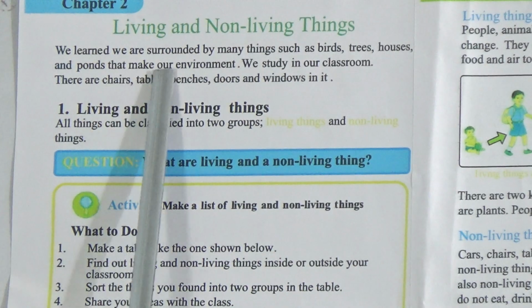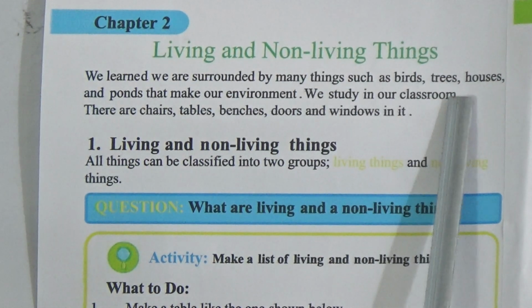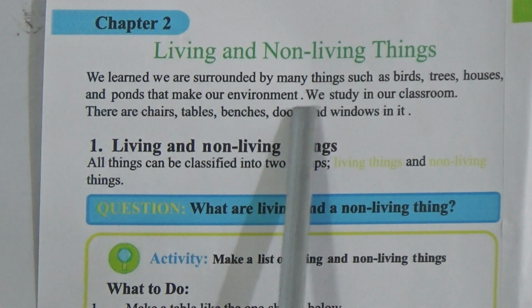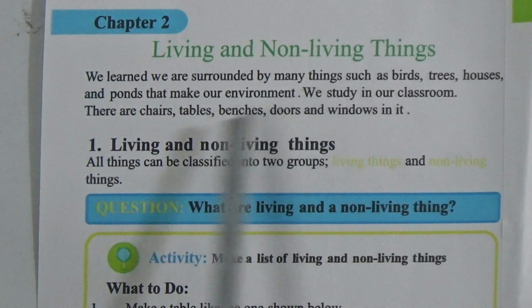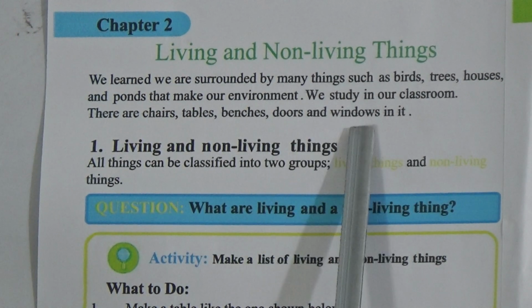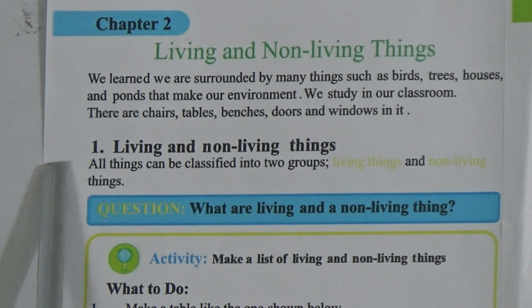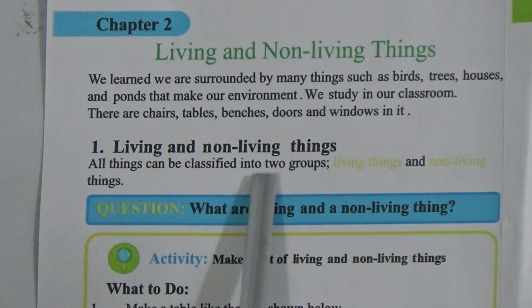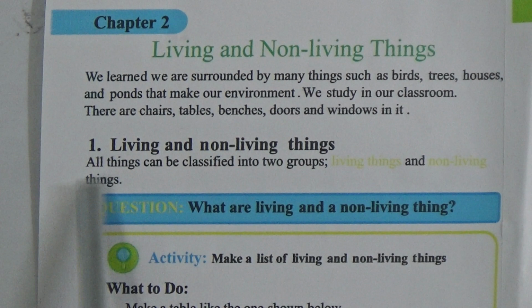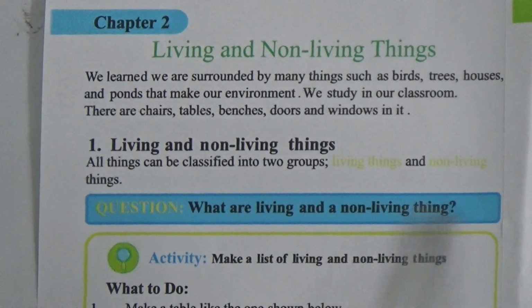We learned we are surrounded by many things such as birds, trees, houses and ponds that make our environment. We study in the classroom. There are chairs, tables, benches, doors and windows in it. Living and non-living things, the first lesson: all things can be classified into two groups, living things and non-living things. The question arises here, what are living and non-living things?